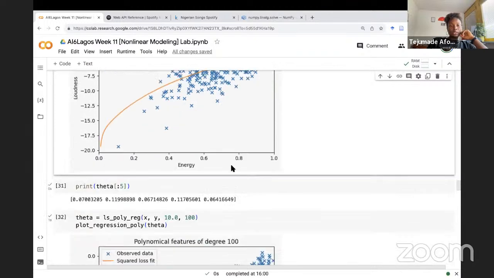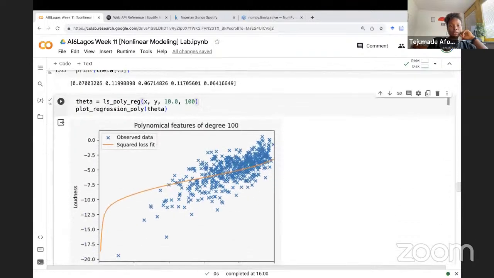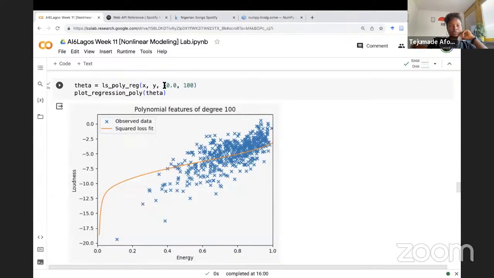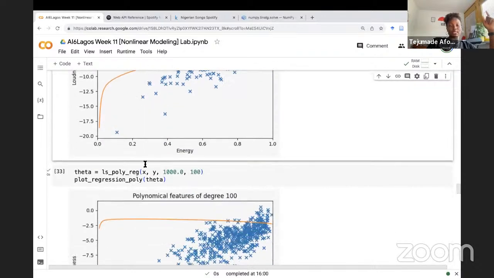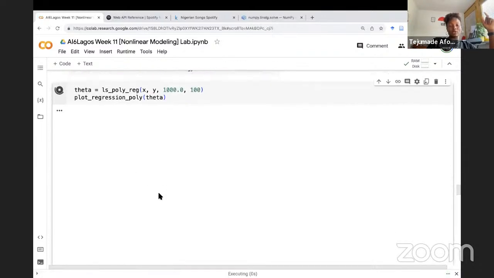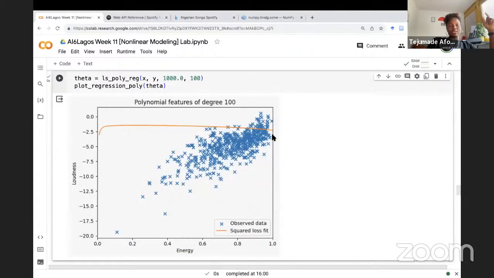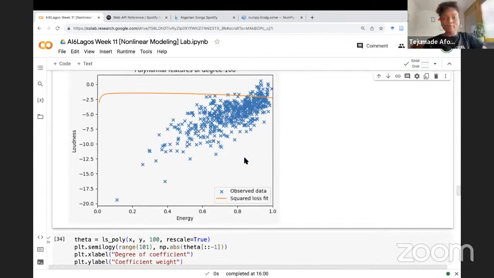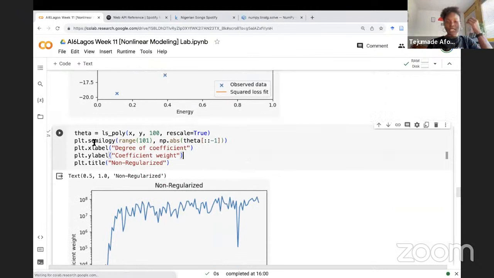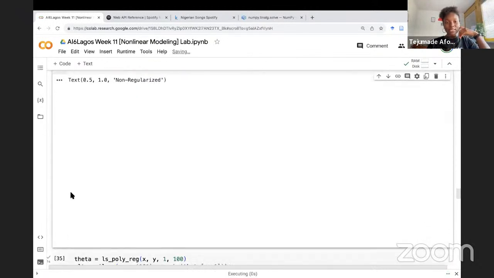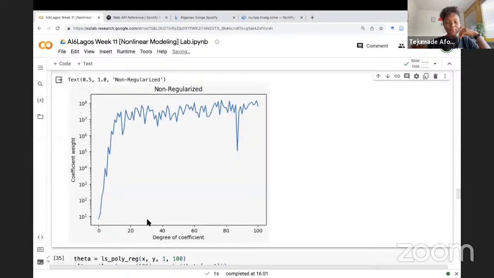And then you can keep going. If you want to be much more strict, you penalize it by increasing the lambda to 10, and then to 1,000. But now it looks like you're just fitting the bias. See, you just have this one straight line. This is not good. Anyway, you can look at the effect of regularizing.